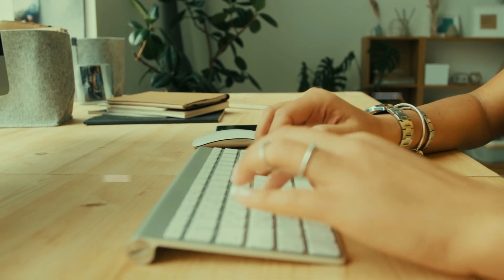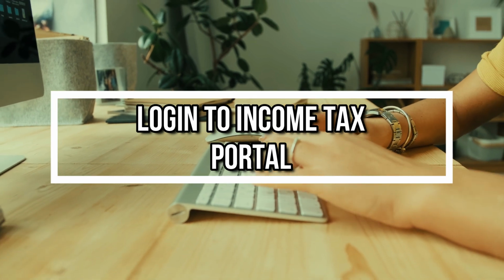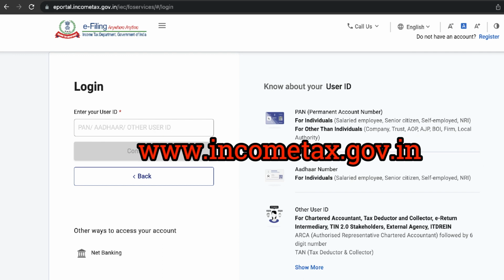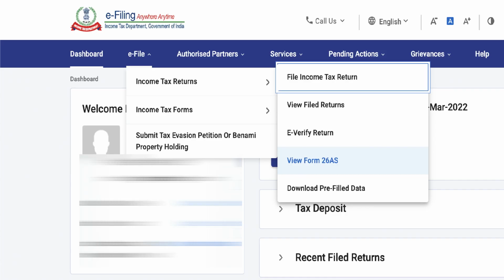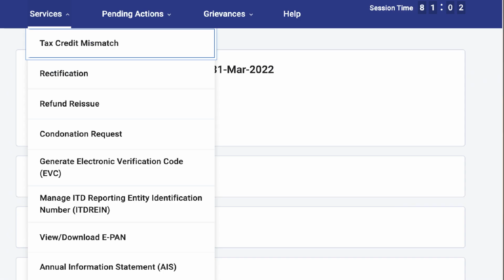So where will you get this data is the question that you might have. The answer is very simple. You need to log into the income tax portal. It is very simple, and there are two forms. One is form 26AS and the other one is form AIS, which is a very new form.